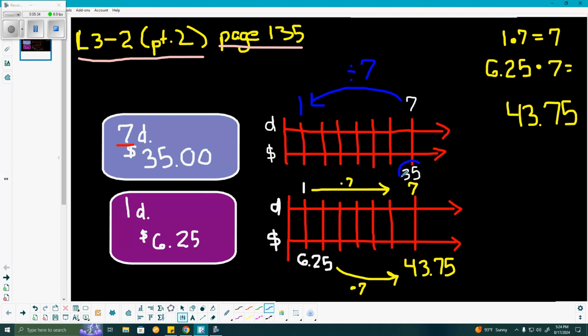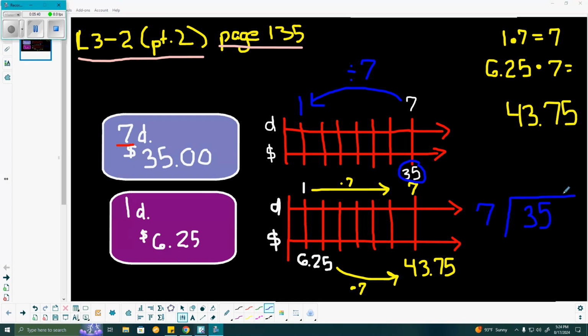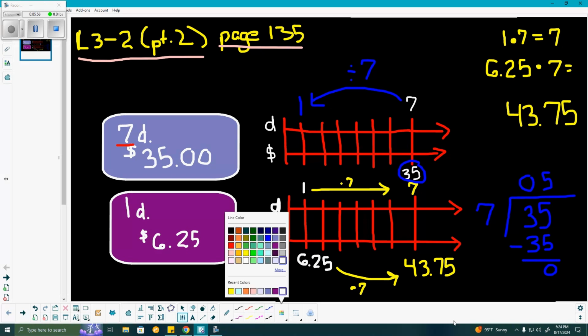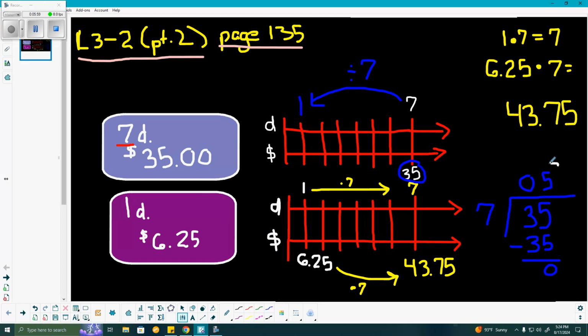Therefore, we must do 35 divided by 7. I know that 7 can't go into 3, but it can go into 35 5 times. 7 times 5 is 35, equaling 0. Don't forget that whenever you get to 0, the answer on the top is our quotient, which means our answer. So, 7 days is $35, but 1 day is $5. So I'm going to write a 5 right here.